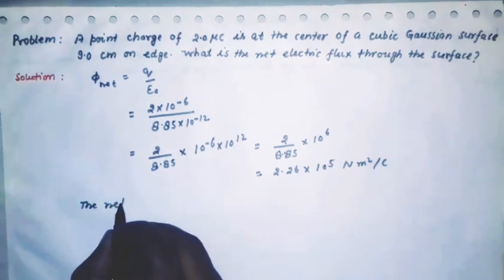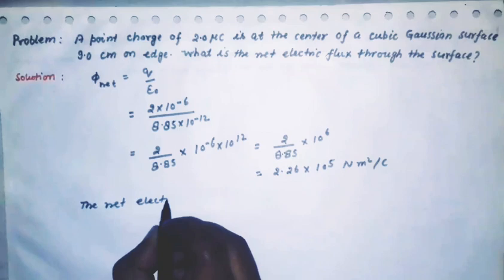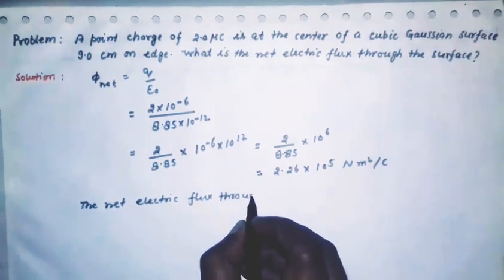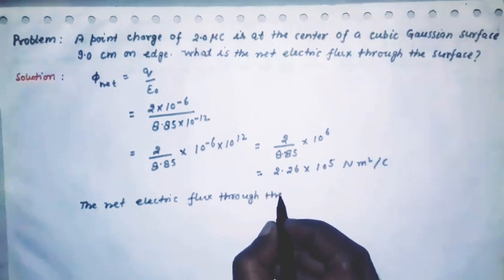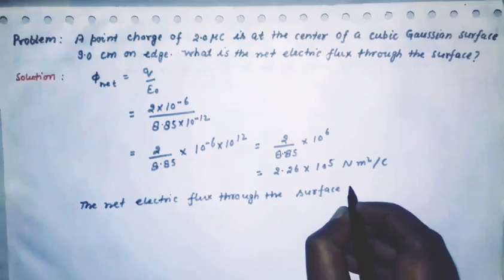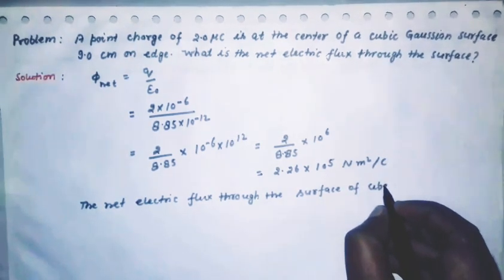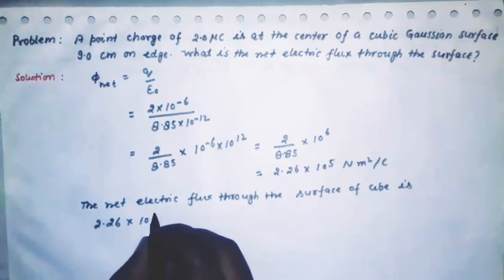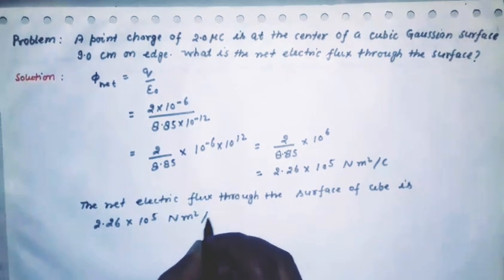So the net electric flux through the surface of the cube is 2.26 into 10 to the power 5 Newton meter square per coulomb.